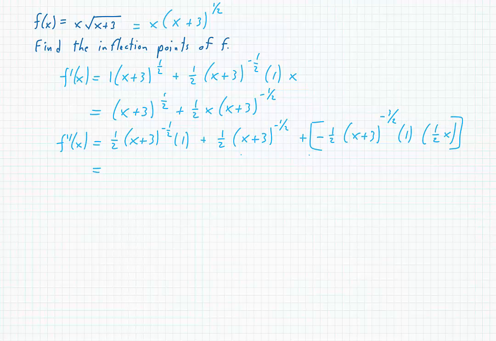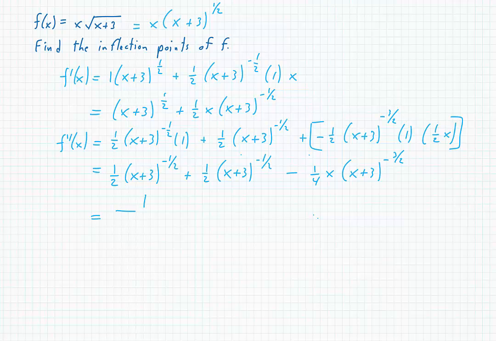And if we work to clean that up a little bit, we're going to have 1/2 times (x plus 3) to the negative 1/2 plus 1/2 x plus 3 to the negative 1/2. Those are the same thing. We're going to be able to combine those. Minus, we're going to end up with 1/4 x times (x plus 3) to the negative 3/2.